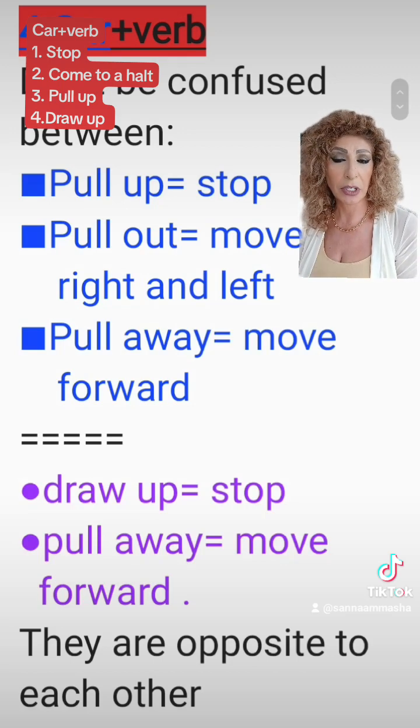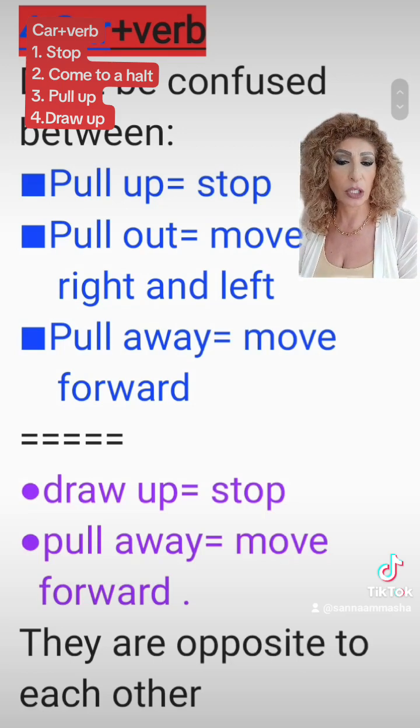They start with the first part, which is the main part, pull, but they are different in the second part, which is the preposition. The first one, pull up, then pull out, then pull away. Also, we have two verbs, draw up, which means stop, and the second verb, draw away, which means move forward. They are opposite to each other. Draw up means to stop, while pull away means to move forward.